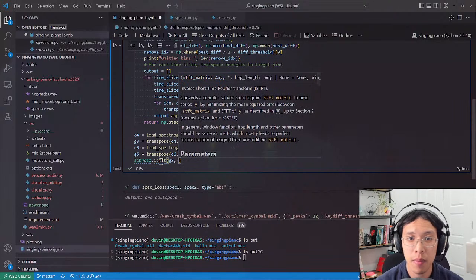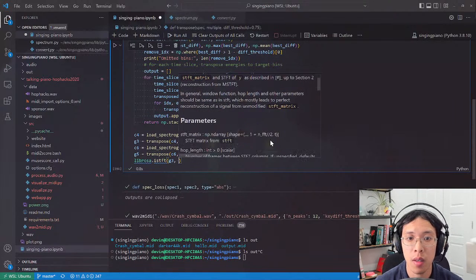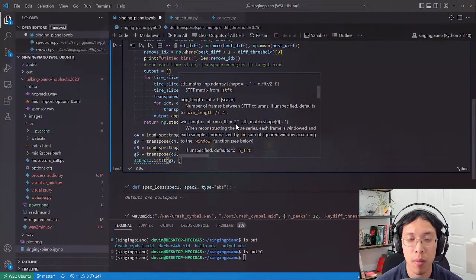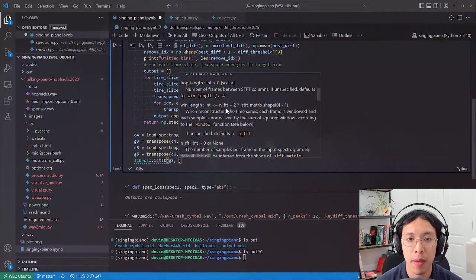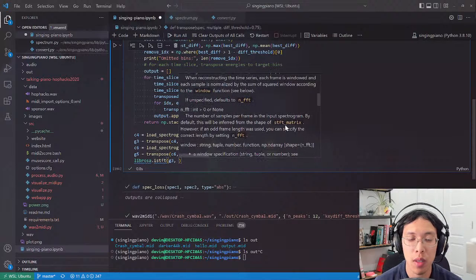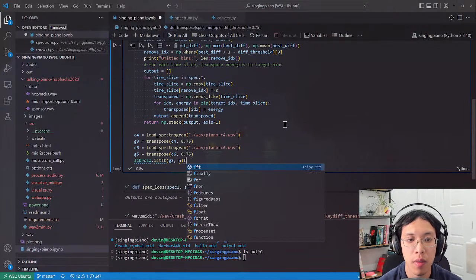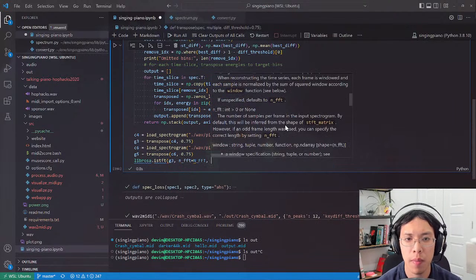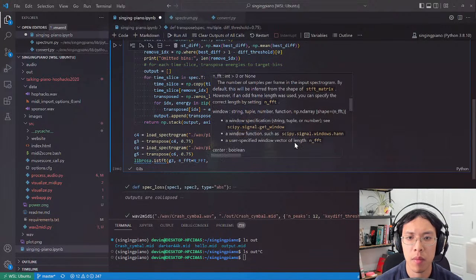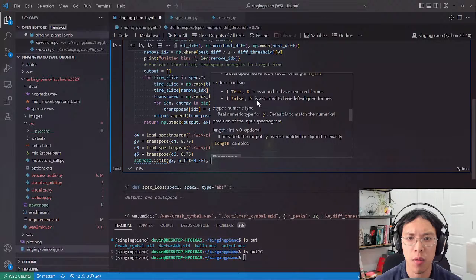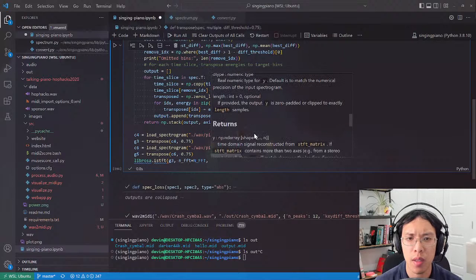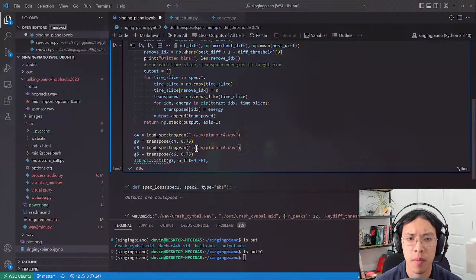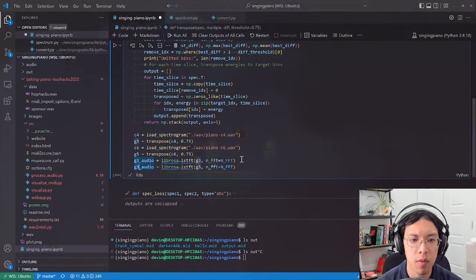And do we need anything else? Parameters, hop length, number of frames between. Okay, that should be fine. We didn't touch any of these. We do need to add n_fft. Oops. We have our global number for that. We're using defaults for everything else, so I think the rest is fine. Okay, and so that will give us G3 audio, and similarly with G5.